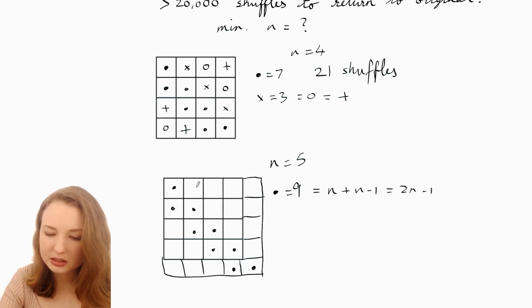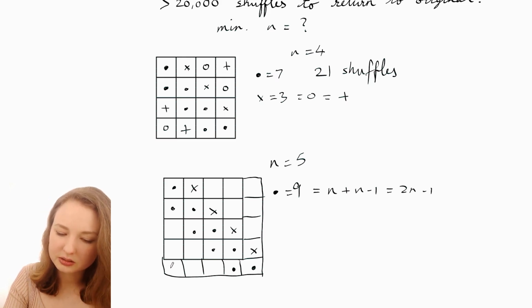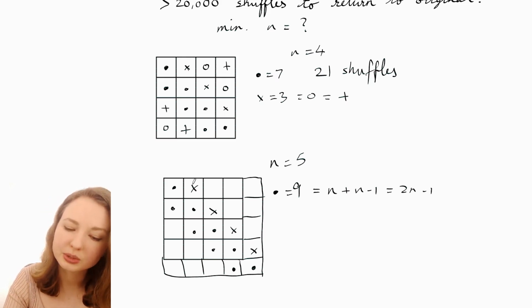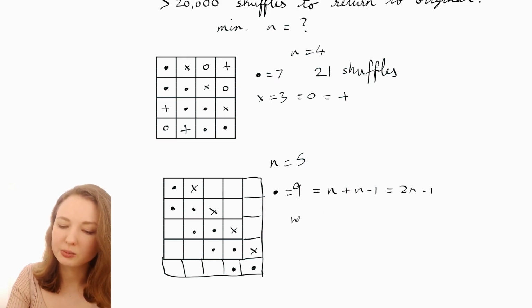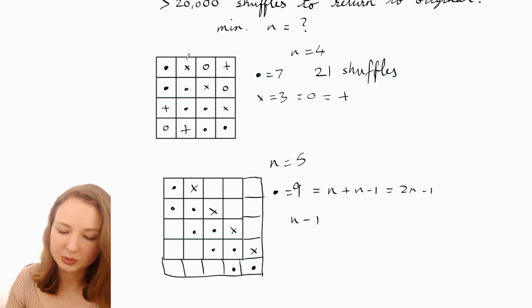Alright, and then let's have a look at this one. That goes there, and then there, and then there, and then it goes right, and then down, ends up here again. So that's just 4 shuffles. Let's call that n minus 1, because you'll notice for this one it was n minus 1 as well. This one to get back to its original position.